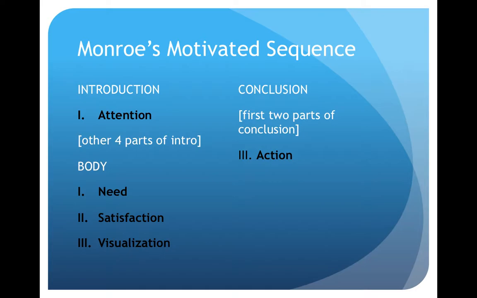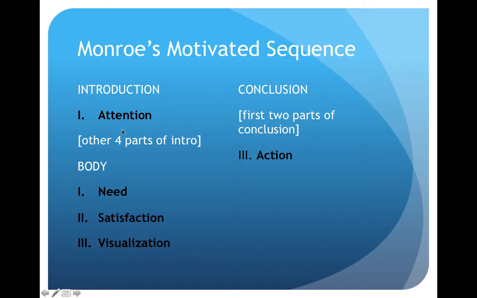The last strategy that I highly recommend that you consider using for this speech is called Monroe's motivated sequence. And Monroe's motivated sequence has five major steps, and you see them here in black. They're labeled in black: attention, need, satisfaction, visualization, and action. But keep in mind that the middle three steps, need, satisfaction, and visualization, are the three main points of the body of the speech. The first step, attention, would be where your attention getter goes.